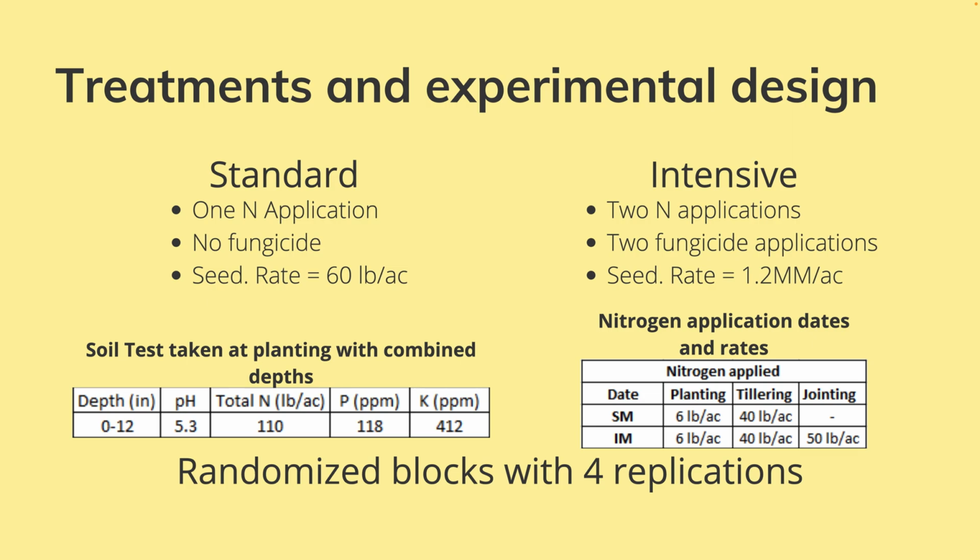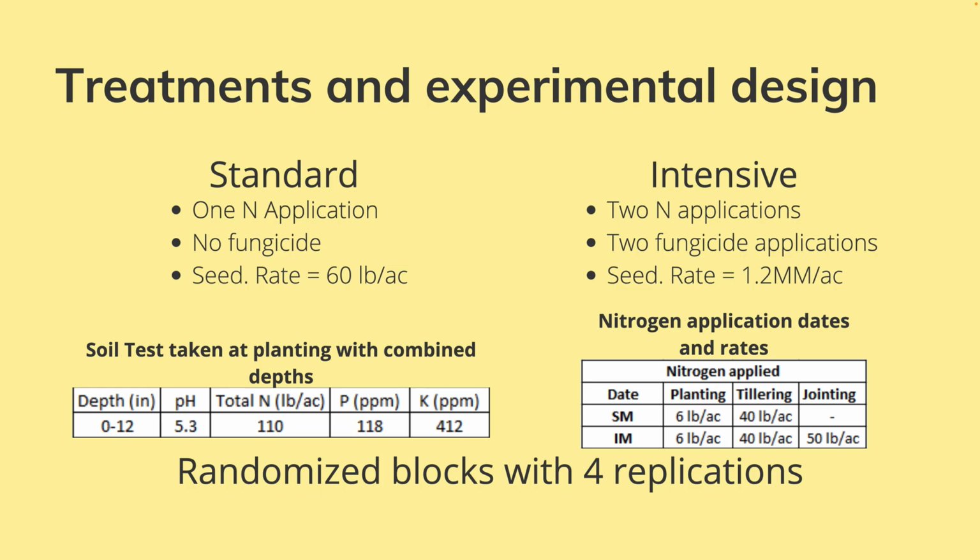Soil test taken at planting with combined depths. So here for total nitrogen, we have superficial nitrogen from 0 to 6 inches and subsuperficial nitrogen, which is from 6 to 12 inches. And summing both, we have 110 pounds per acre of nitrogen. Then here we have the nitrogen application dates and rates.